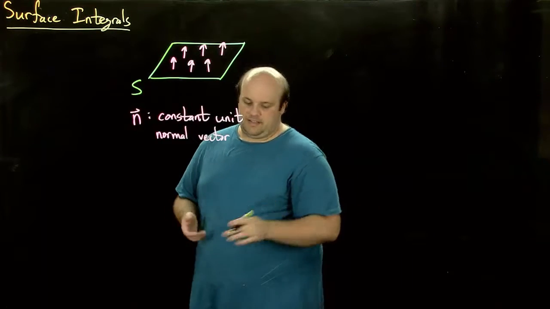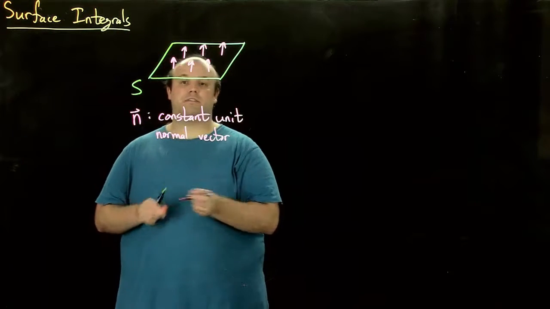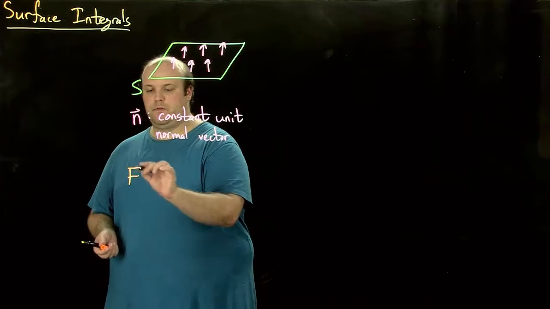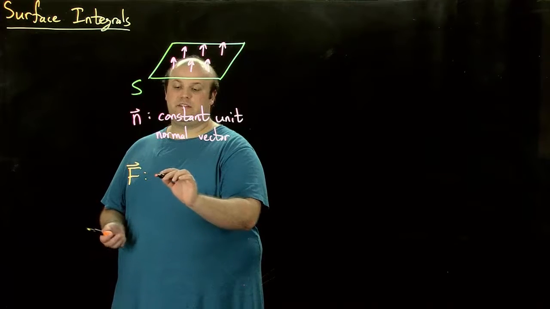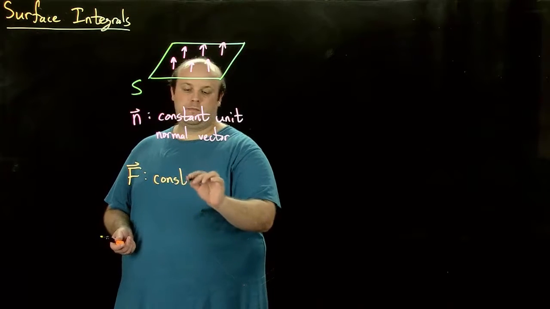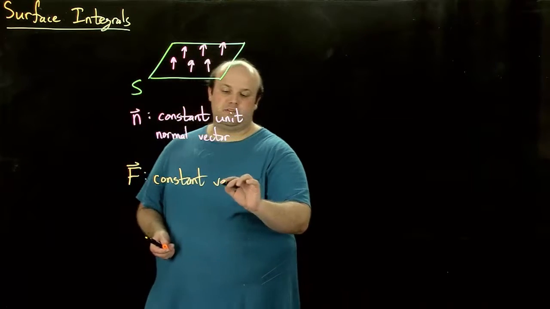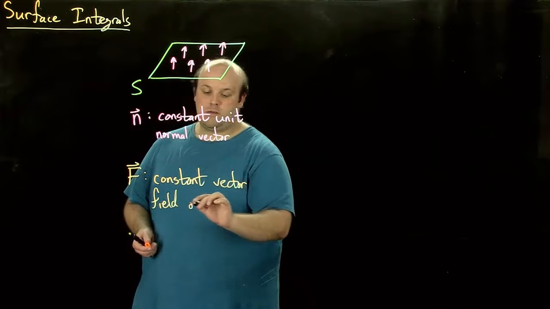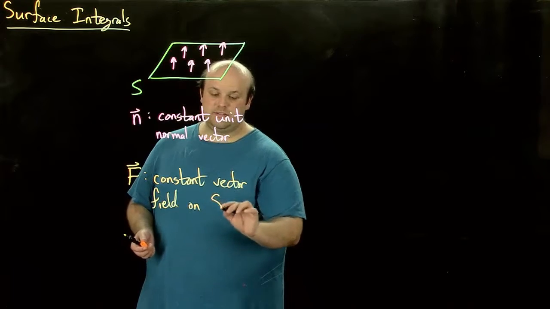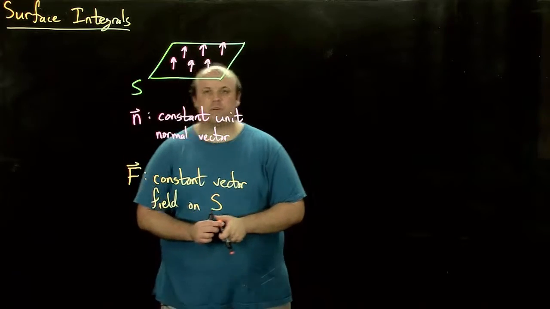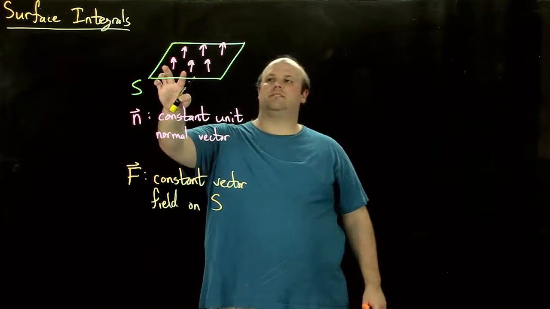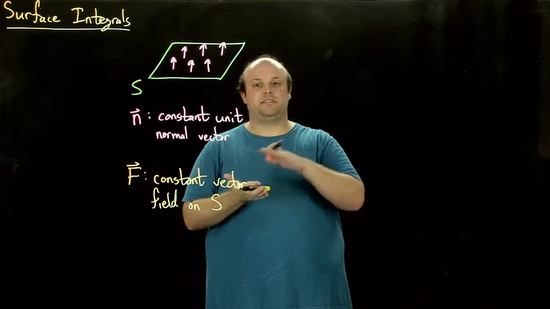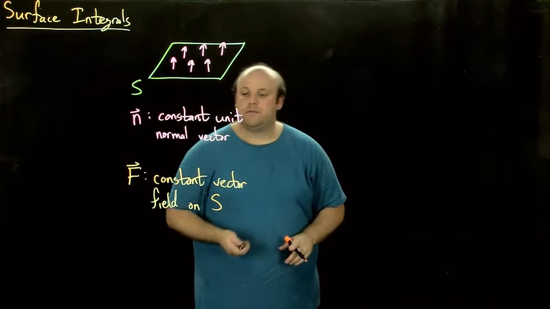All right, now let's say we have a vector field F. Again, this is a constant field on S. This could also be like a disk or something. It's just something flat.